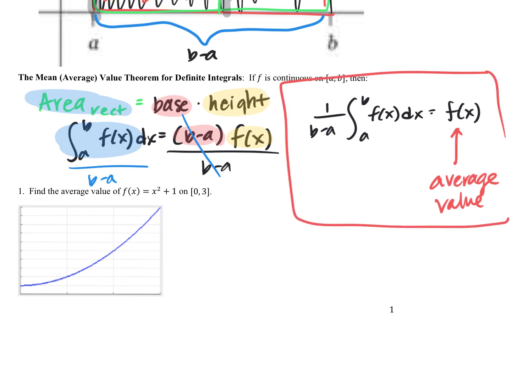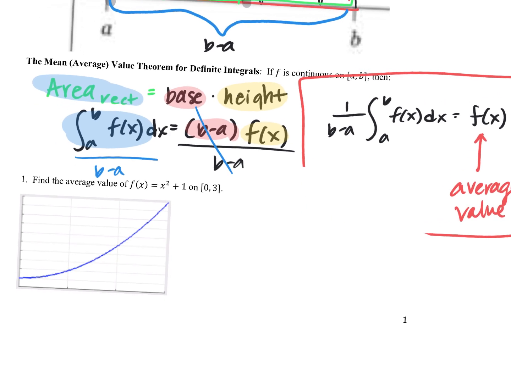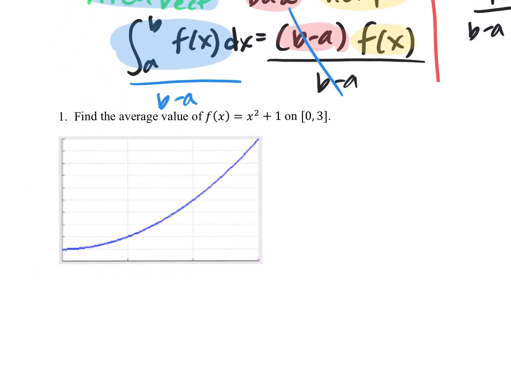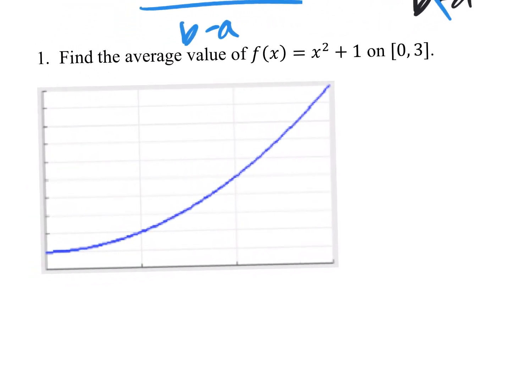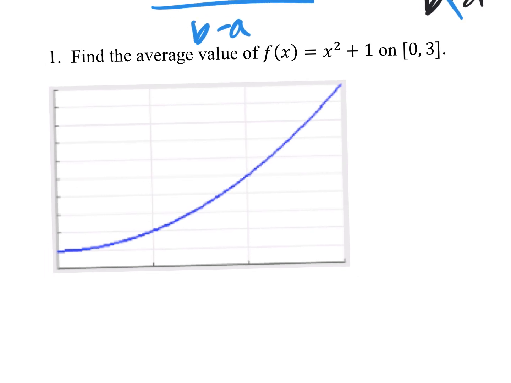So let's make a prediction. Let's take a peek at this graph here. My question is, what's your prediction for average value? Does anyone have any idea what y value is going to be the average value on this function? Meaning, if I've got the area under this little parabola, what y value would make a rectangle have the same area as this area?